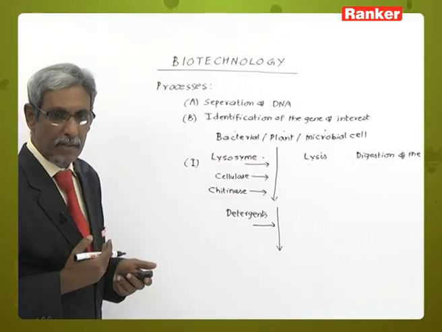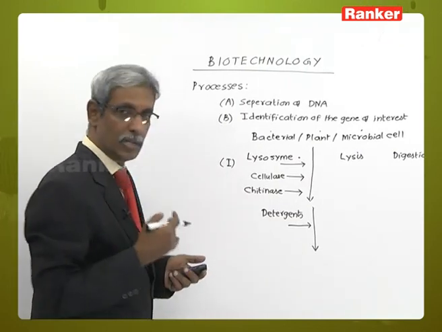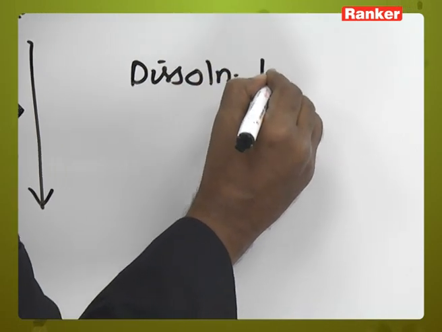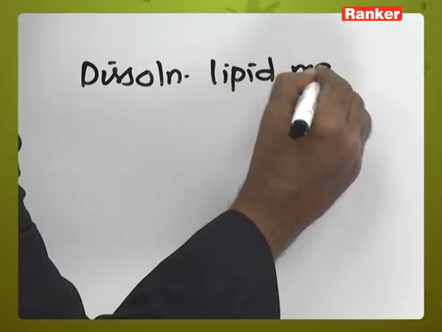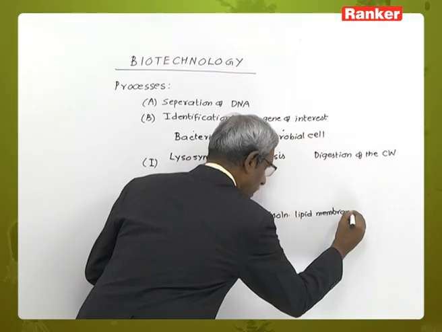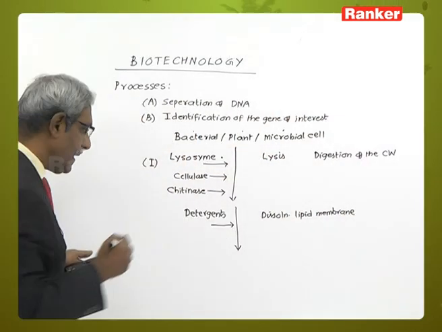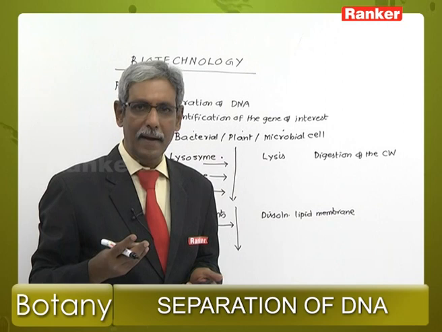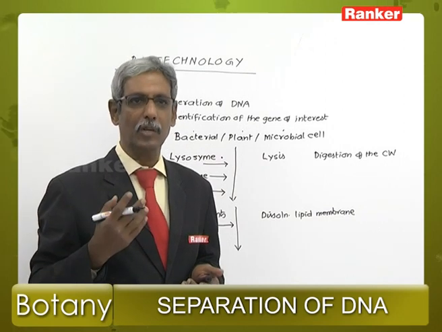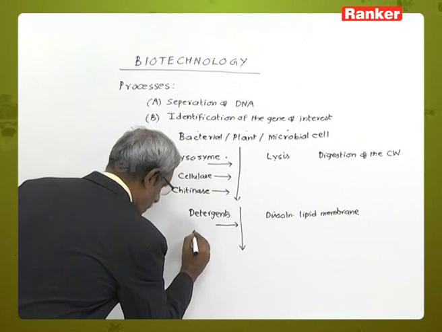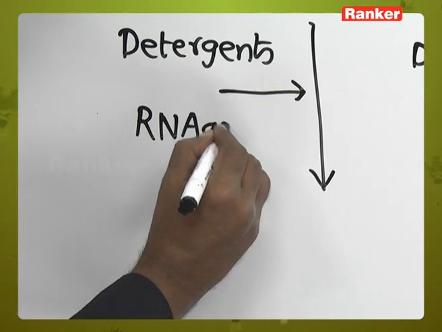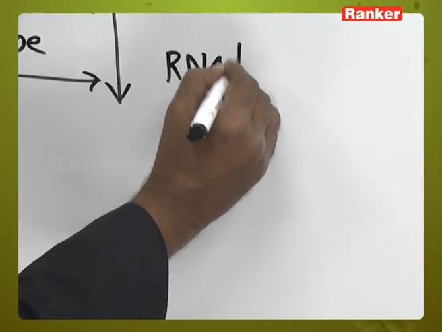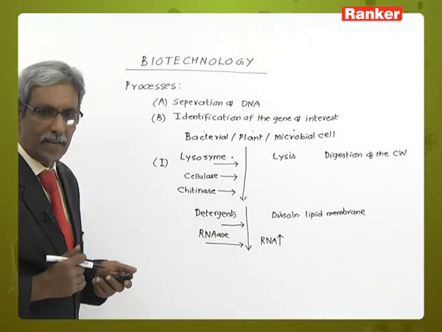When we add detergents, primarily they dissolve the lipid membrane. The lipids, which are an important component of the plasma membrane, are removed. Later on, what is present within is the DNA, the RNA and the proteins. In order to eliminate the RNA, we need to add an enzyme called RNase. So, RNase helps in removal of the RNA.